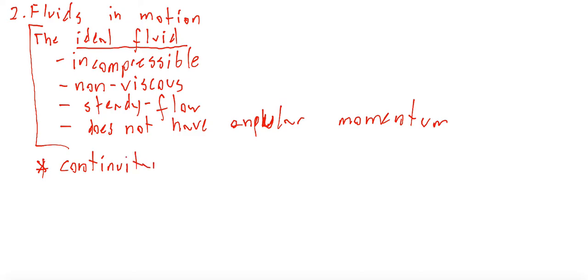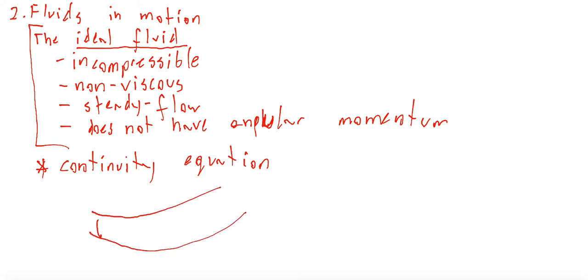Next sub point, continuity equation. The continuity equation links the speed of the fluid with the cross-sectional area of, let's say, the pipe or region through which the fluid flows. Let's imagine that a fluid flows from this point to this point, through areas. Here we have area A1, and here we have area A2.